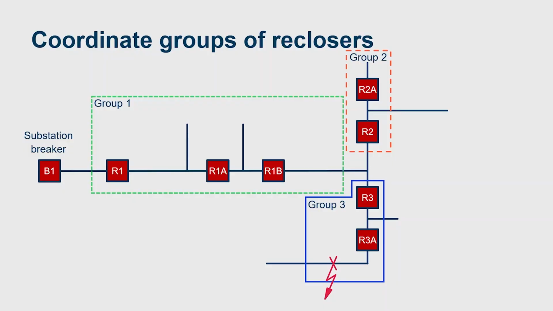So consider a fault downstream of R3A. In this scenario, only R3 and R3A are going to operate because group 3 is coordinated with group 1. So now R3 has healthy voltage, it's going to close back. It provides healthy voltage to the source side of R3A. R3A is going to enable its fast curve, it's going to close back, continuing to test that fault, and if it's permanent, go to lockout, still achieving the selectivity that we wanted.